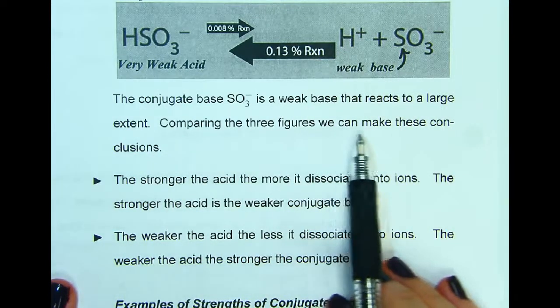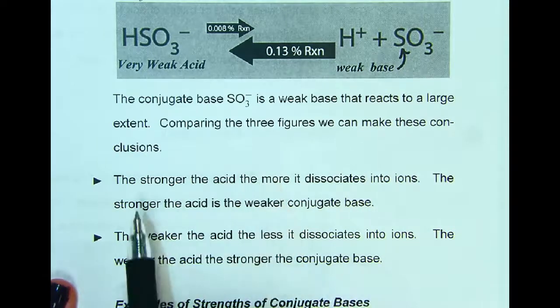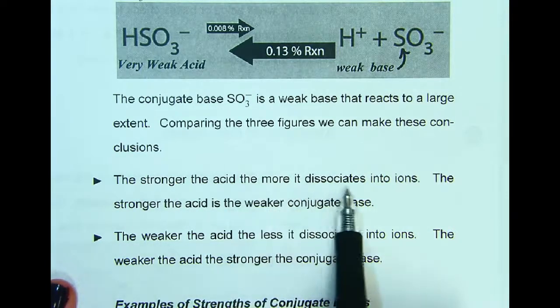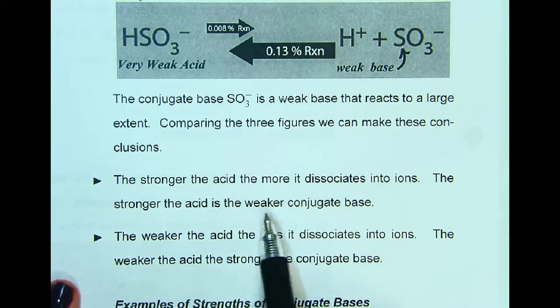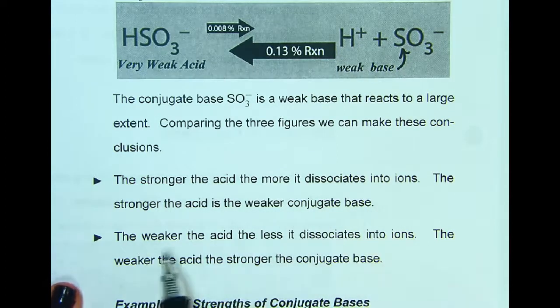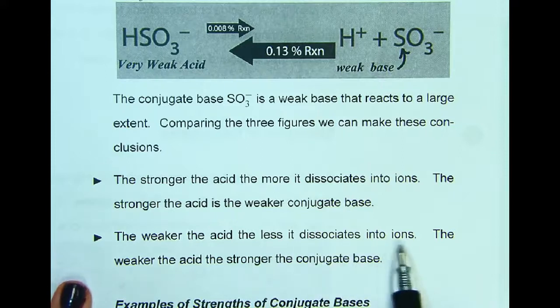Comparing the three figures, we can make these conclusions. The stronger the acid, the more it dissociates into ions. The stronger the acid is, the weaker the conjugate base. The weaker the acid, the less it dissociates into ions. The weaker the acid, the stronger its conjugate base.